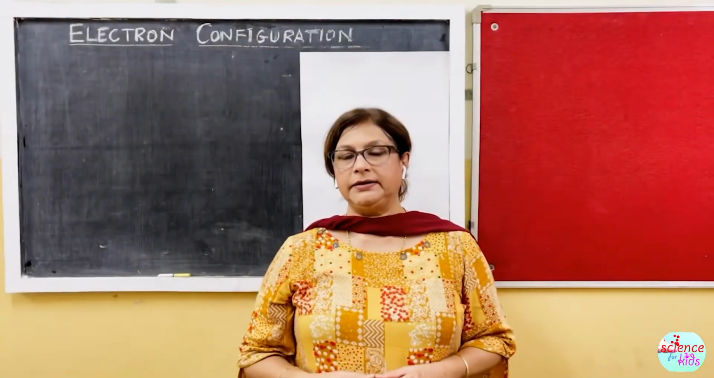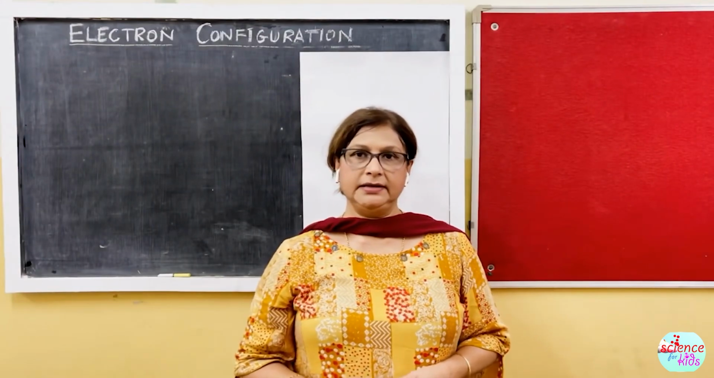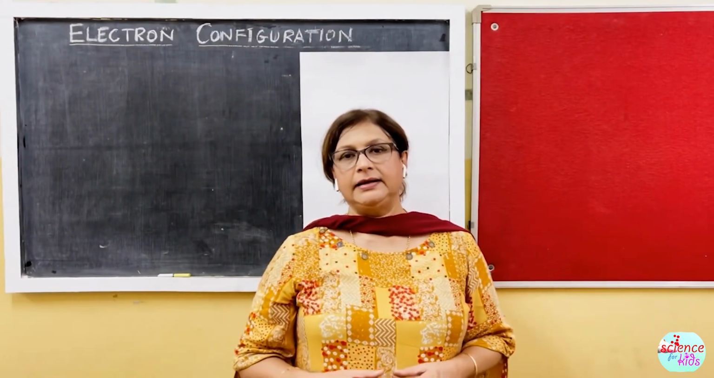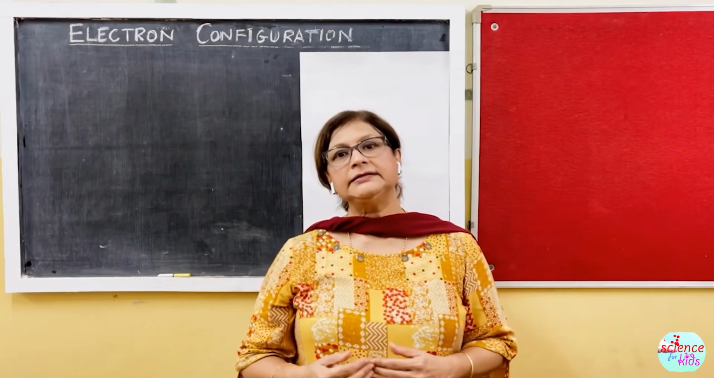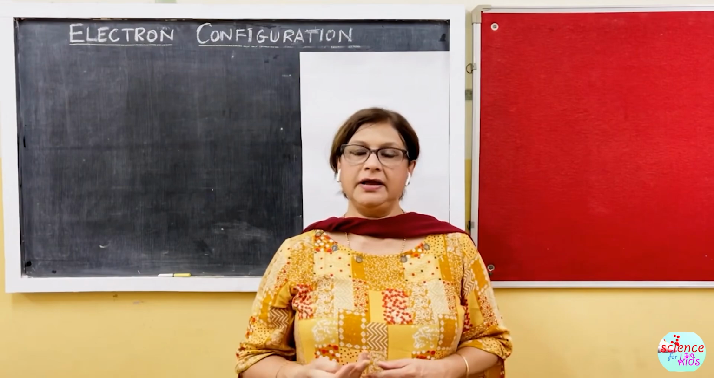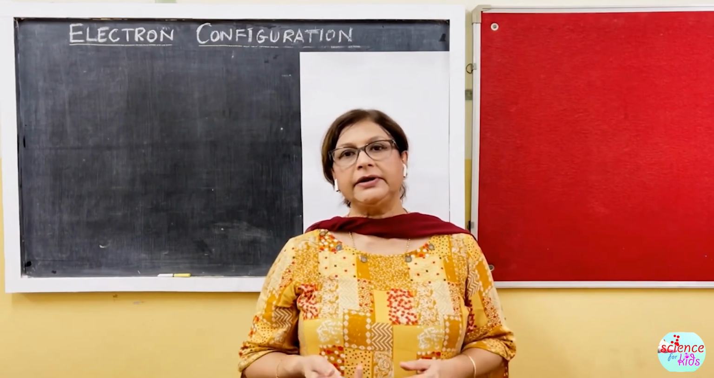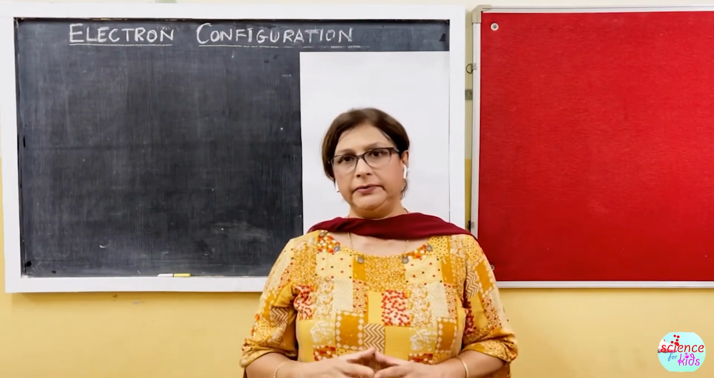This is the third video of a three-part series on electron configuration. So far we have learned that the energy levels have sublevels, and these sublevels are S, P, D, and F. These sublevels have orbitals, and electrons are located inside these orbitals.